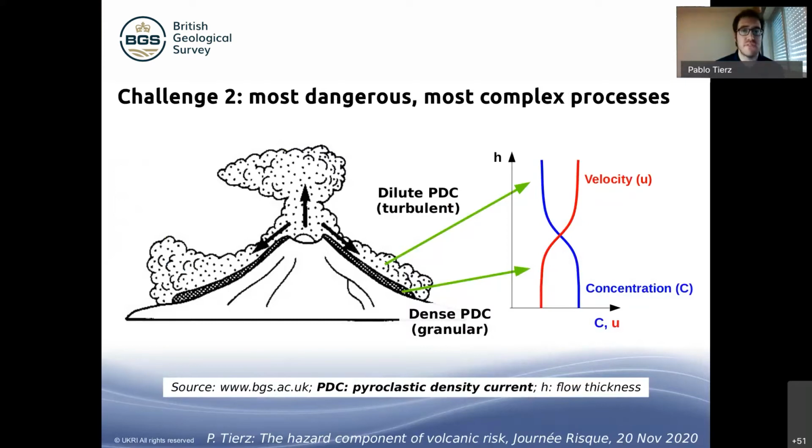Another challenge that we have is that the most dangerous phenomena are usually the most complex as well. So we're talking about pyroclastic density currents before, and these very complex flows. Thing is that they are multi-phase, they're multi-component. The particles that they can carry vary in size from several meters in diameter to microns in diameter. They are stratified in terms of concentration vertically. They're stratified in terms of velocity.